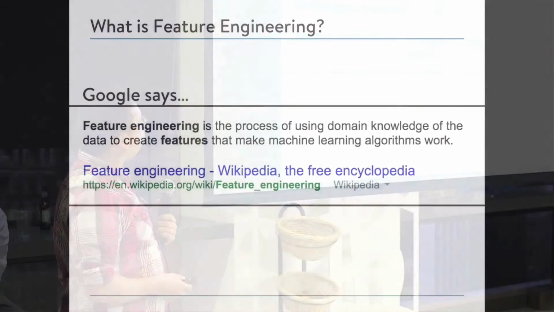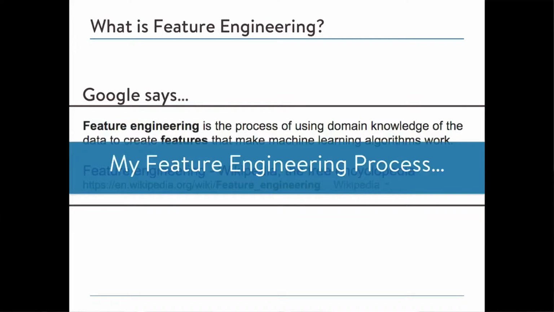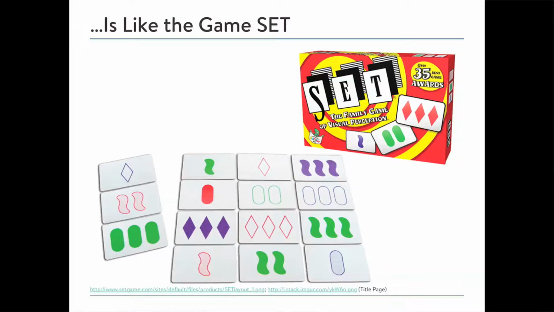Before I jump into that, I thought I'd share with you what feature engineering is. This is Google's definition: it's just the process of using domain knowledge of the data to create features to make machine learning algorithms work. Now I'm going to go over what my feature engineering process is, which is a lot like the game of Set. Are people familiar with that game? OK, so in the game, you lay out some cards, and the goal is to find matching sets of 3 cards that follow the rules of the game.